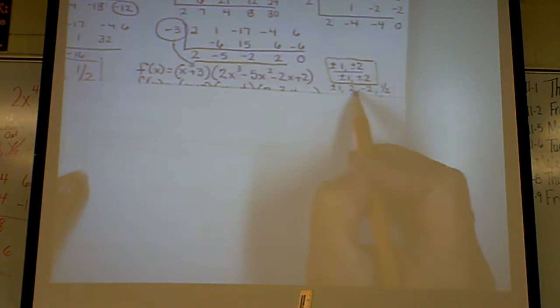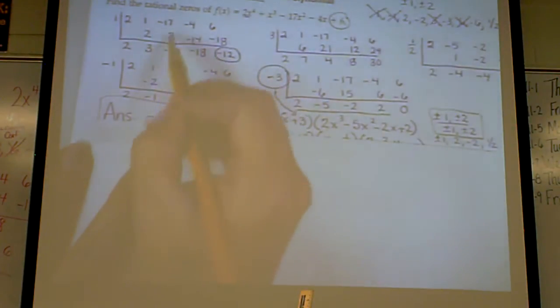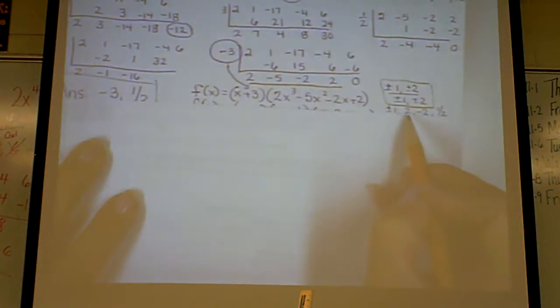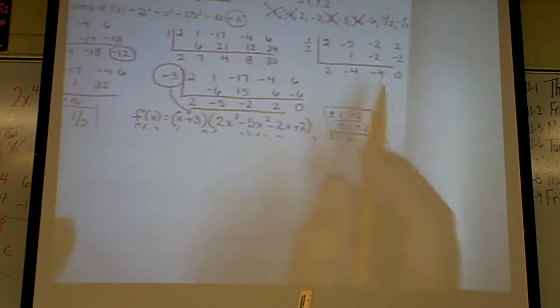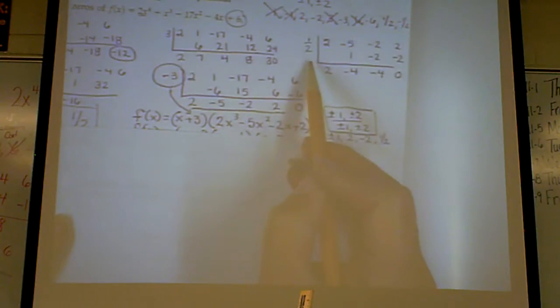Basically, all you have to try is the 2's. And now let's say you would have tried 2 over here at the beginning and it didn't work. You don't have to try those either, because if it didn't work the first time, it's not going to work the second time. So now we try a half. You could try a positive 1/2 or negative 1/2, and 1/2 worked.